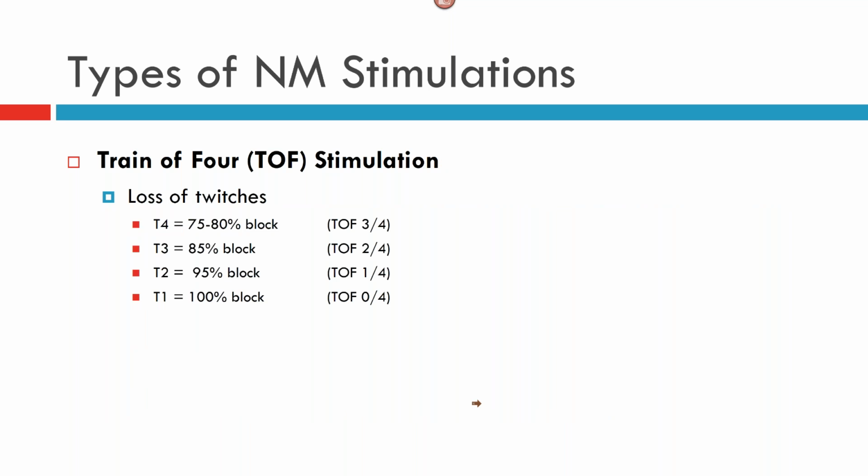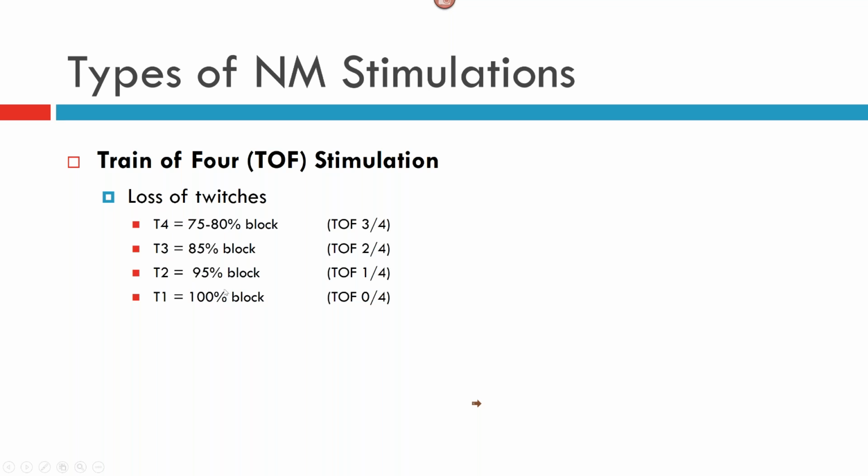With train of four stimulation, if you have 3 after 4 twitches, you lose the fourth twitch. That means you have only 3 by 4. So that is a 75 to 80% block. Losing one twitch means that we lost about 75 to 80% of the muscle response.